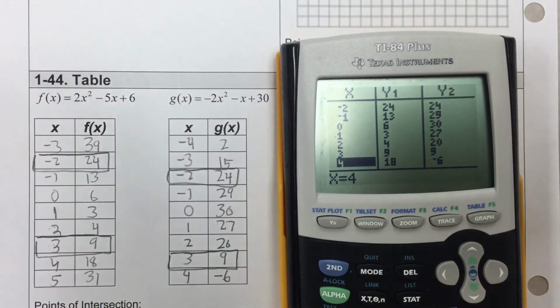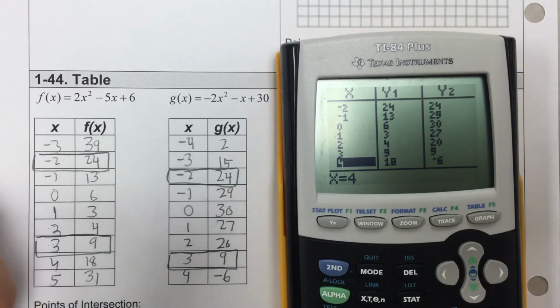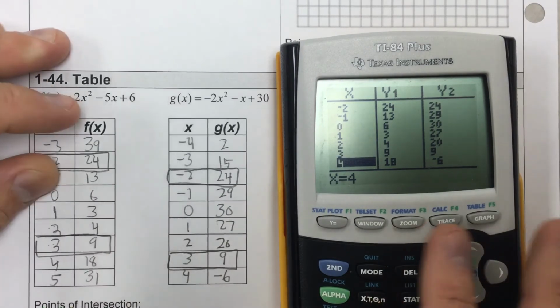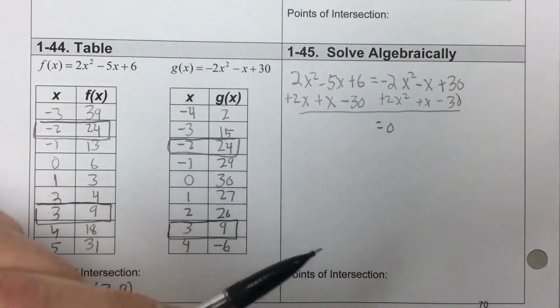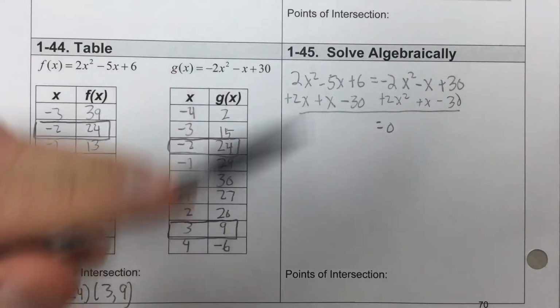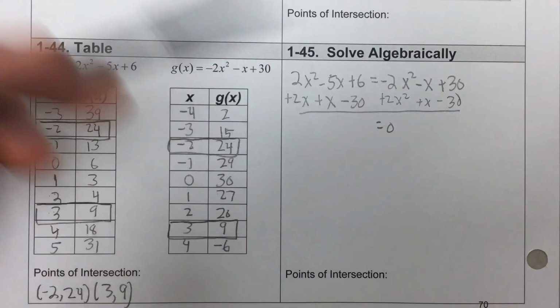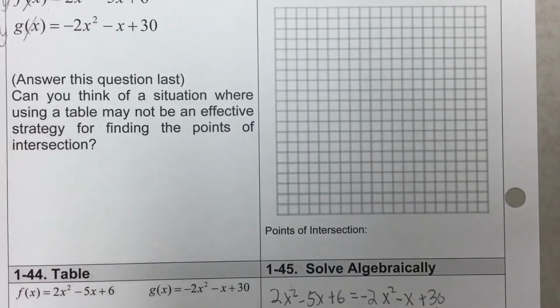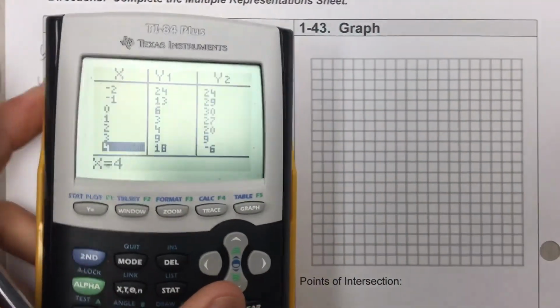So guess what? Those are our two points of intersection. Those are our two solutions, negative 2, 24 and negative 3, 39. That is also what you should have gotten when you solved it algebraically. Again, this sheet should always kind of be self-checking because you're just getting the answer different ways.